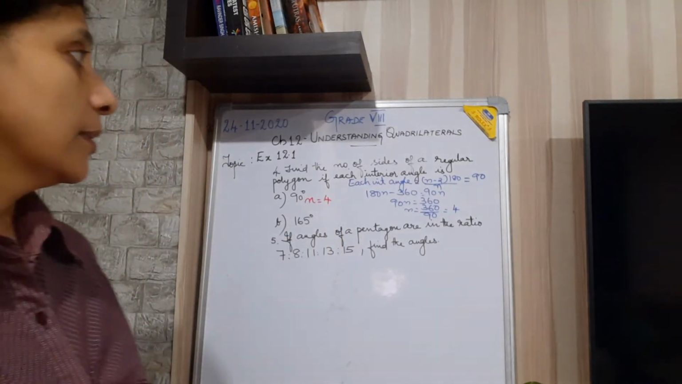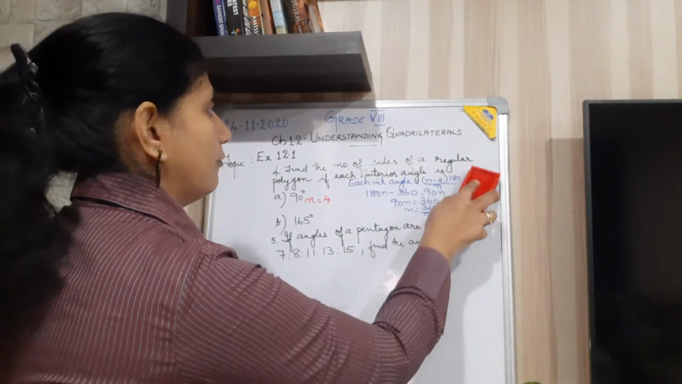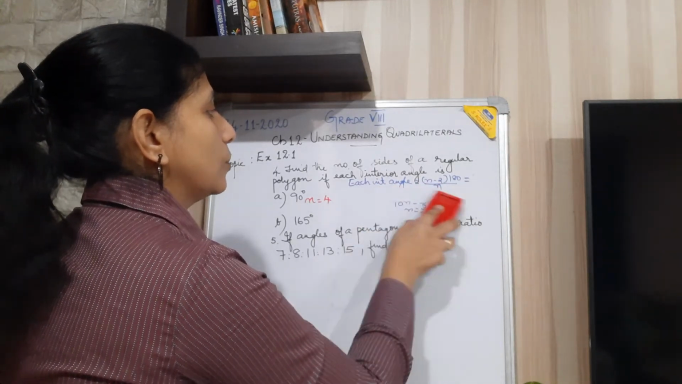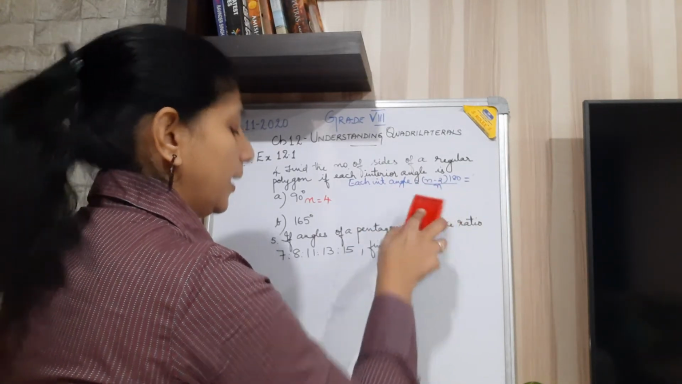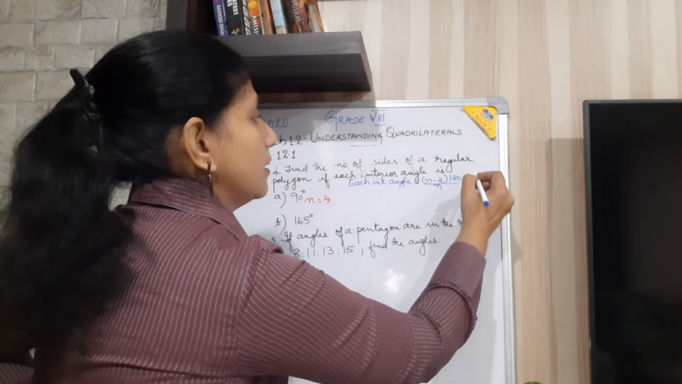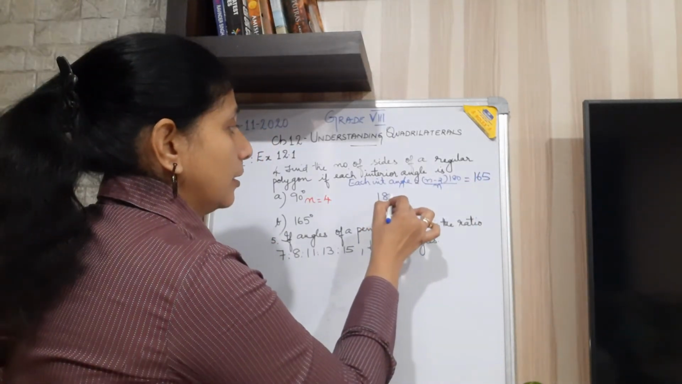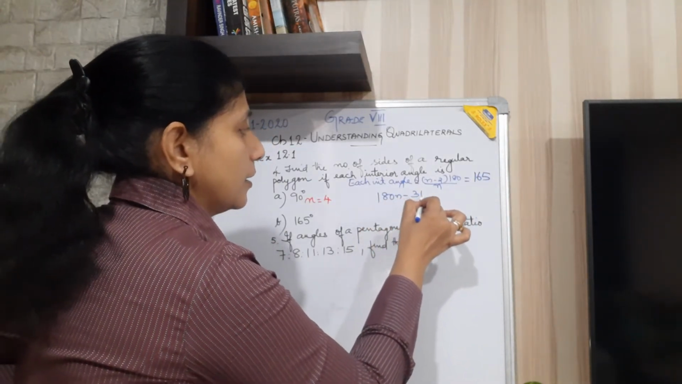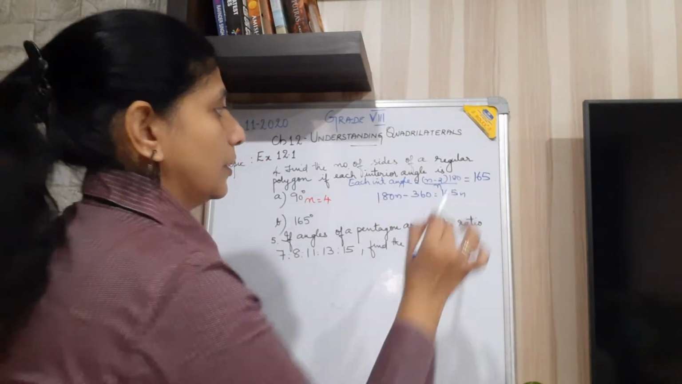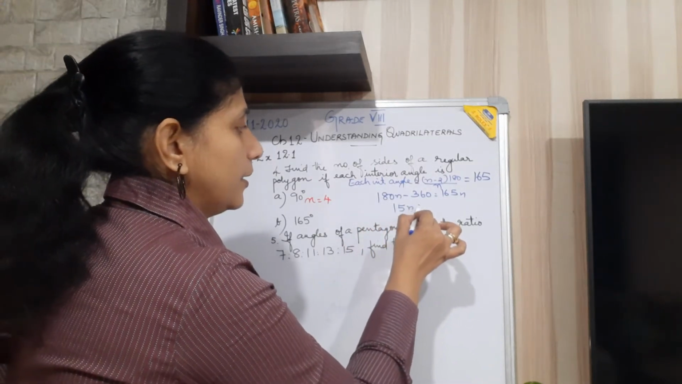Now next, each interior angle is 165. So here the formula is the same, n minus 2 into 180 upon n. So n you have to find out. Each interior angle is given as 165. So here 180n minus 360 equal to 165n. So 180 minus 165 is 15. So 15n is 360.